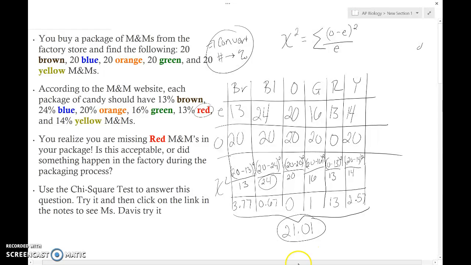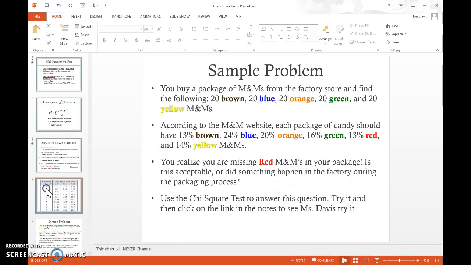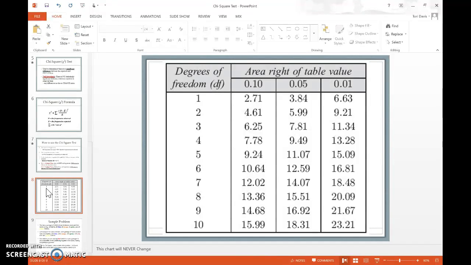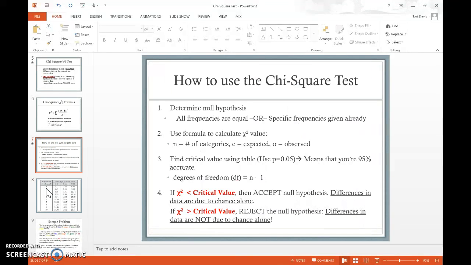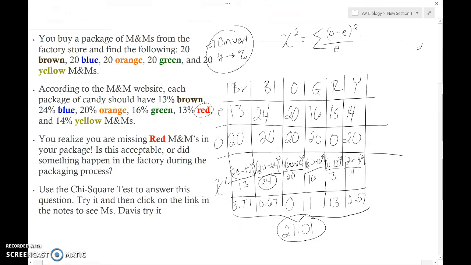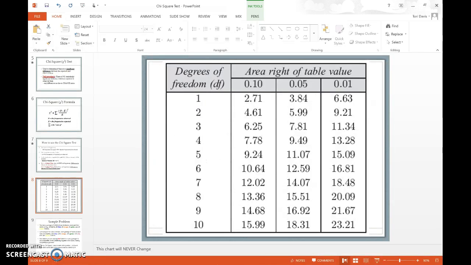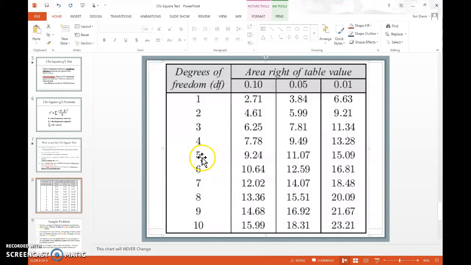So I'm going to pop back over to this. Now don't forget our degrees of freedom. That's going to be your number of categories, n, minus 1, and that's right up here. We had 6 different colors that we could use. So 6, and then we subtract 1. That'll give us our degrees of freedom of 5.